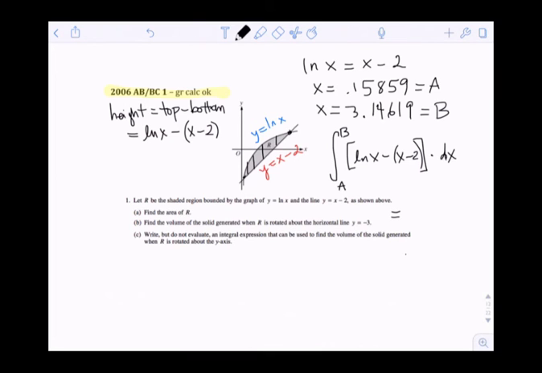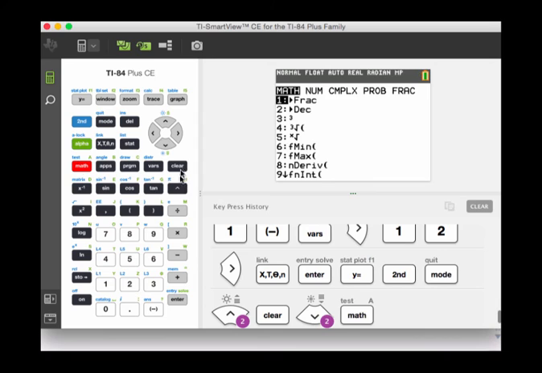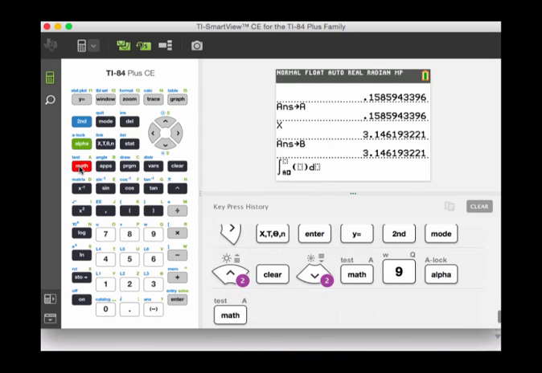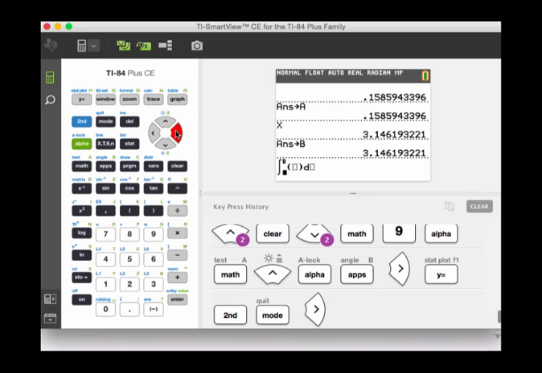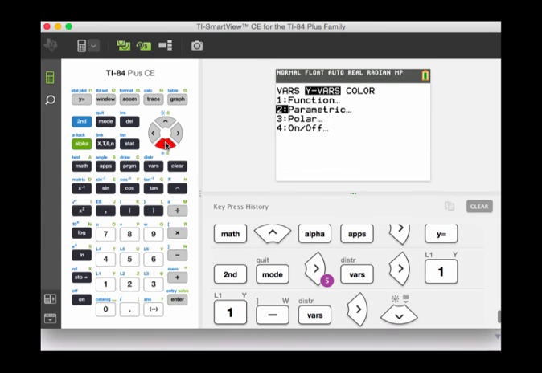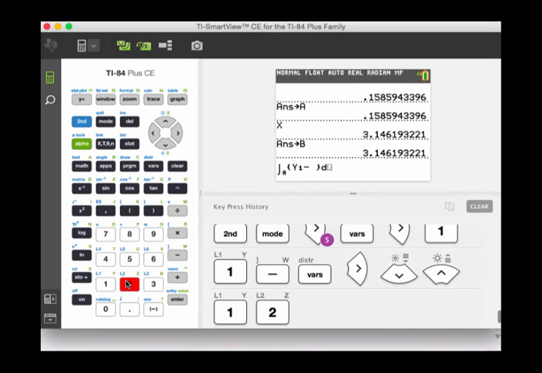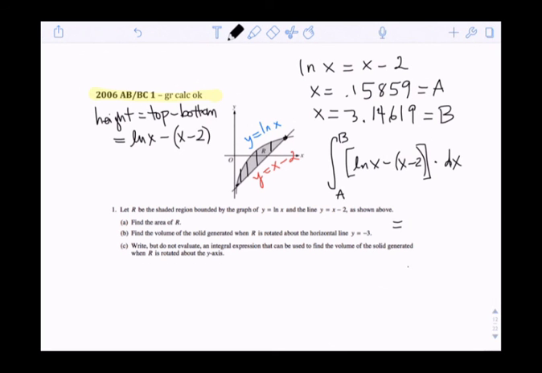And all that's left is to put it in the graphing calculator and find out what it comes out to be. So I need to do the integral. So I'll do fnInt, math 9. I'm going from alpha A to alpha B. And I'm doing top minus bottom, which is y1 minus y2. You might want to check. Yes, y1 is natural log. That's the top. So y1 minus y2. Independent variable dx. Answer 1.949. So you can just write that down. Equals 1.949. And that's all you need to show.